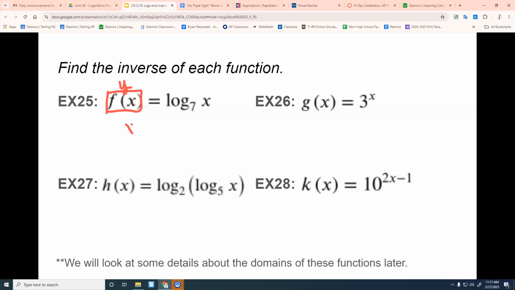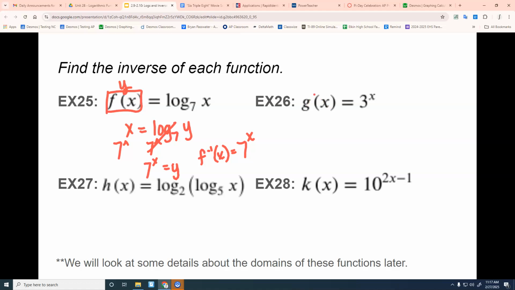So you're going to have x equals log base 7 of y. How do I get rid of a log base 7 right here? 7 raised to that power will cancel that out, which means I have 7 raised to that power over here. Make sure you have 7 to the power, not x to the 7th. So I get 7 to the x power equals my y. So f inverse of x is 7 to the x power.